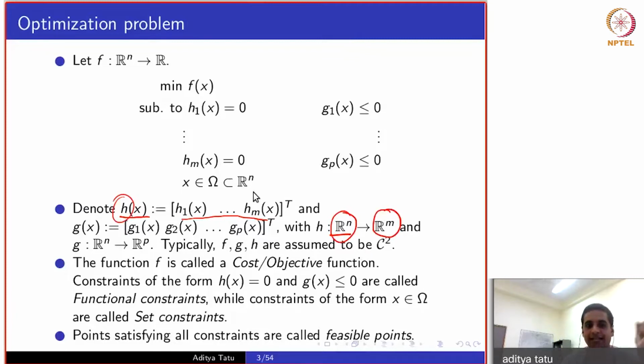For every x, h1 gives you one number. Similarly, hm gives you one number. If you collect all these, you have m numbers. Similarly, there are p functions that are denoted by g1 to gp. If I collect all these p functions together and denote it by g, then you get a function g from Rn to Rp. Now the x that you are supposed to look for must satisfy these constraints.